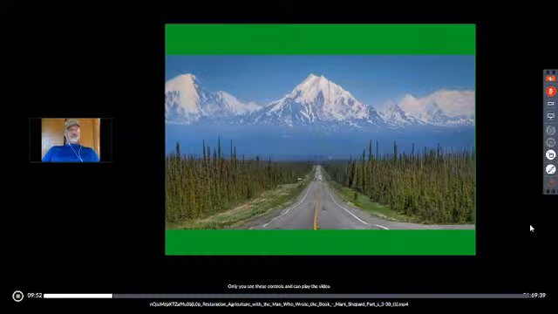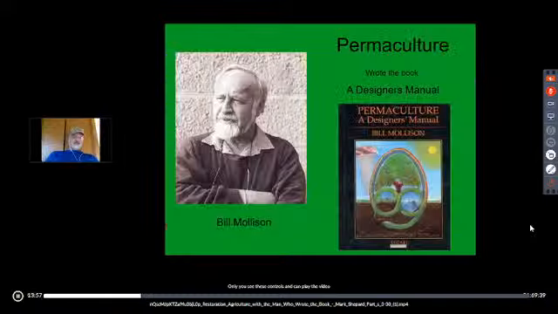Permaculture, of course, is a contraction of two words, permanent and agriculture, which is how I first learned it. I learned from this guy right here, Bill Mollison. He signed my diploma. This is the picture of the new cover on the designer's manual.